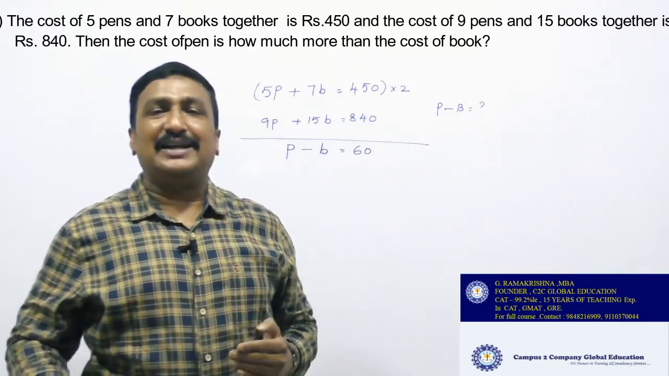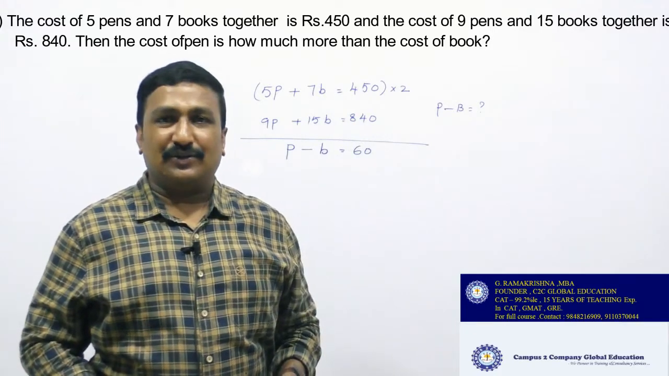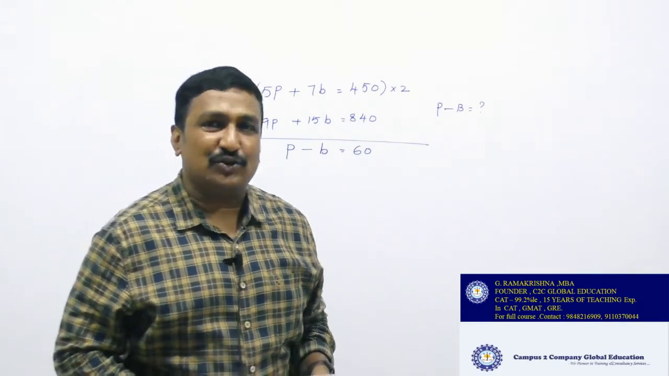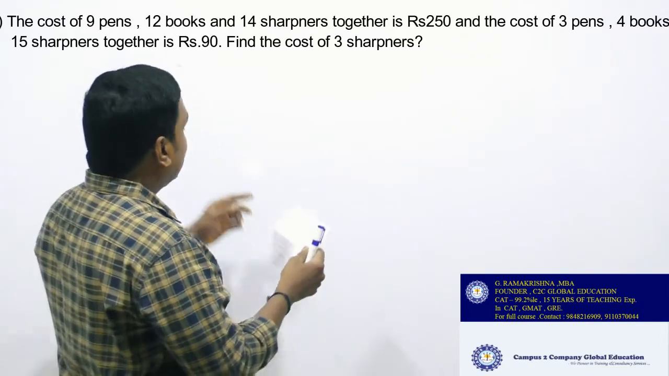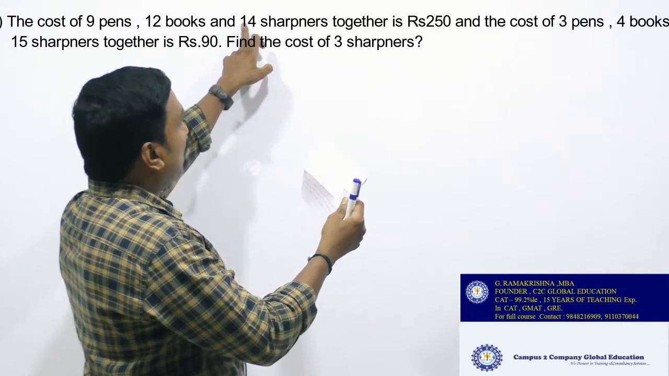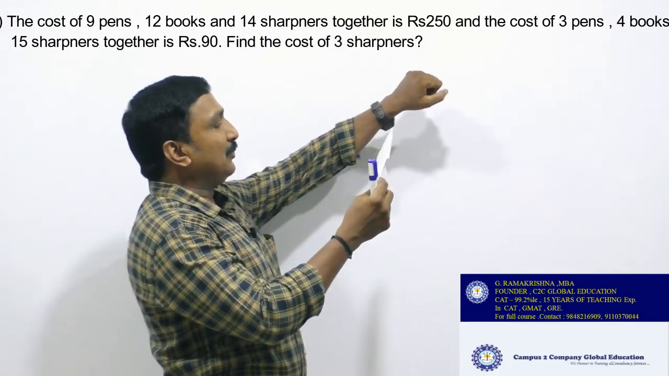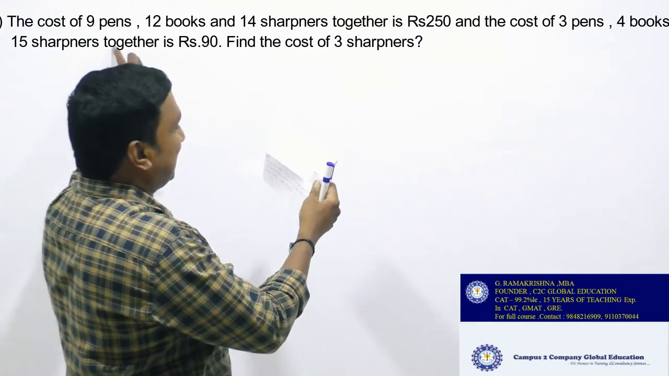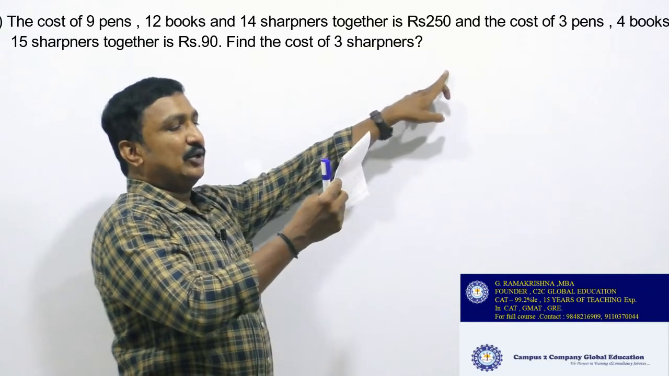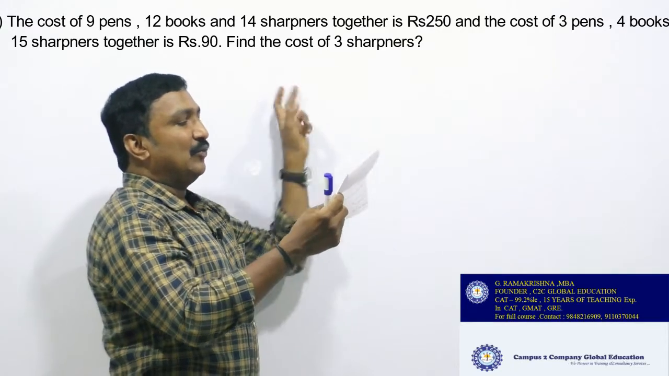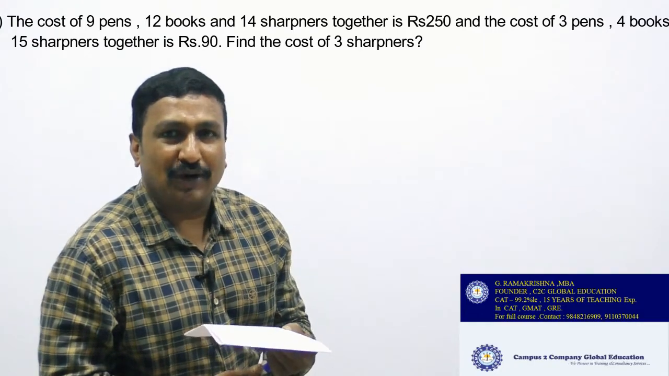So all these techniques we can learn by practicing different equations. Okay friends, we will discuss the next question. The next question is: the cost of 9 pens, 12 books and 4 sharpeners together is 250 rupees, and the cost of 3 pens, 4 books and 15 sharpeners together is 90 rupees. Find the cost of 3 sharpeners. Okay, now friends, how to calculate?